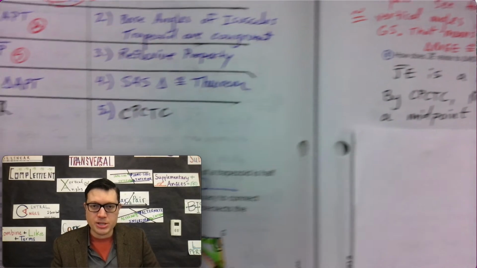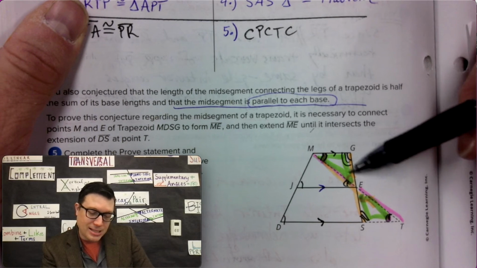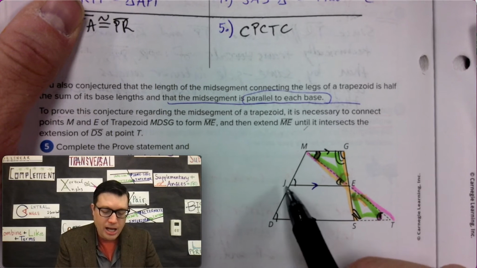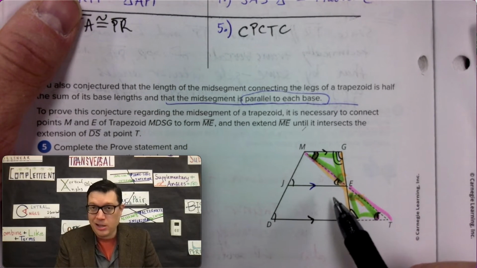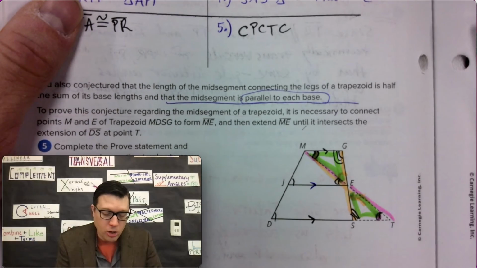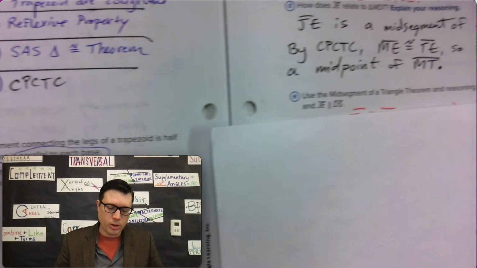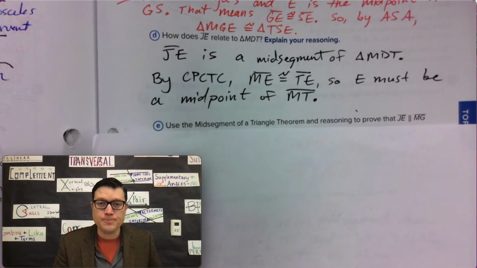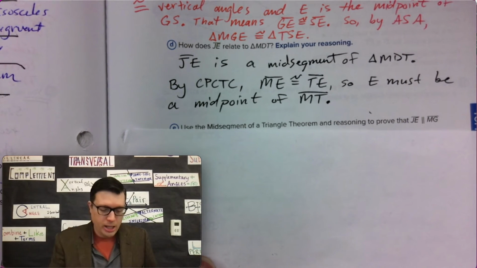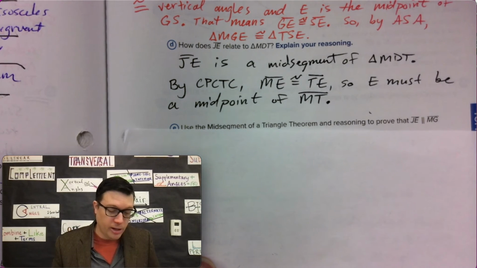I'm going to slide back over to this diagram. This big triangle in here is made by extending ME all the way out to this point T. We want to create that. JE is supposed to be a midsegment of that triangle, and because it's a midsegment of a triangle, this line is half the size of DT. We're going to use that too, maybe now, maybe later on. But by corresponding parts of congruent triangles, ME is congruent to TE. That means E is the midpoint of MT.